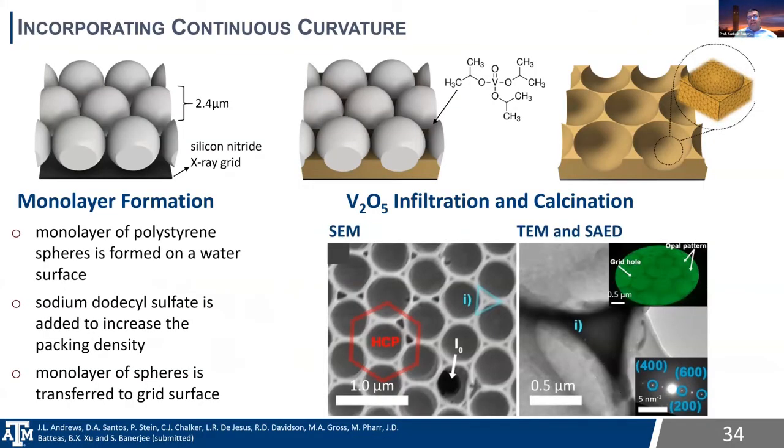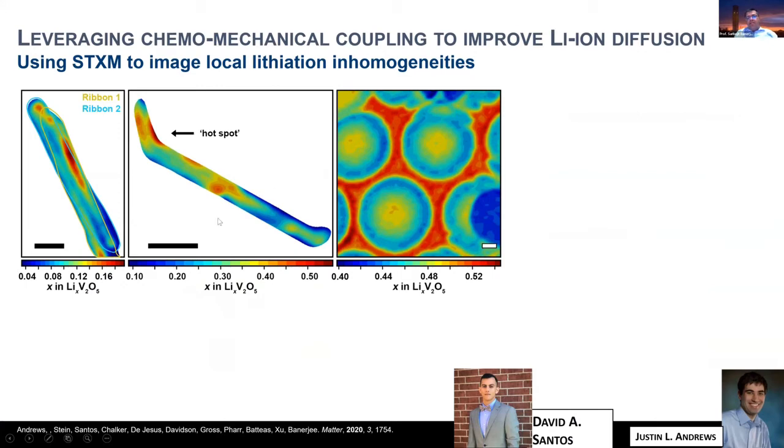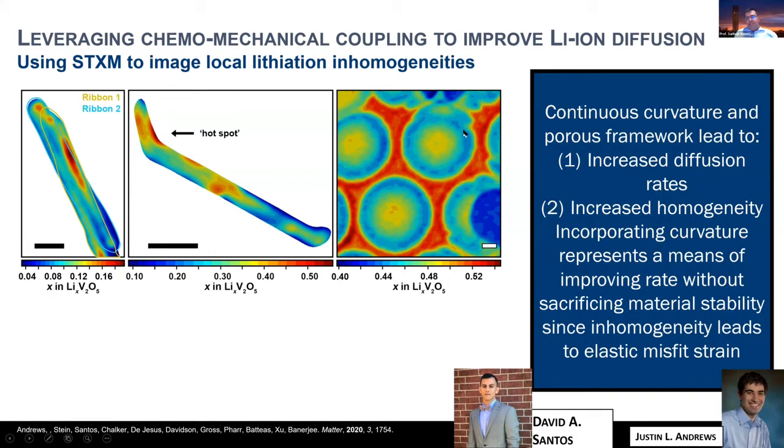Okay. Another idea that we were able to use that's more geometric, and this paper is now published in Matter. We were able to make these inverse opal structures through templating, and this is what these look like. You can see that if I have an individual curved particle, there's a hot spot and a cold spot here, right? So high lithiation, low lithiation. But if I have continuous curvature, we end up getting very homogeneous lithiation. So continuous curvature allows for increased diffusion rates as well as increased homogeneity.